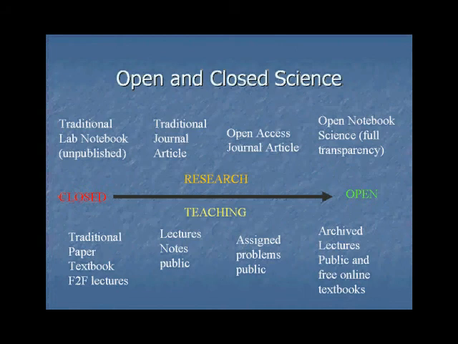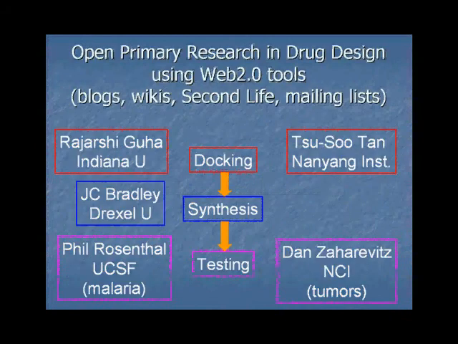I'm going to move on to the next slide. This shows the overview of the research that I'll be discussing. Drexel University and my group are involved with the synthesis of organic compounds. Through open notebook science and trying to do science in a transparent way, we've actually found collaborators. That's probably the most useful outcome of this whole experiment.